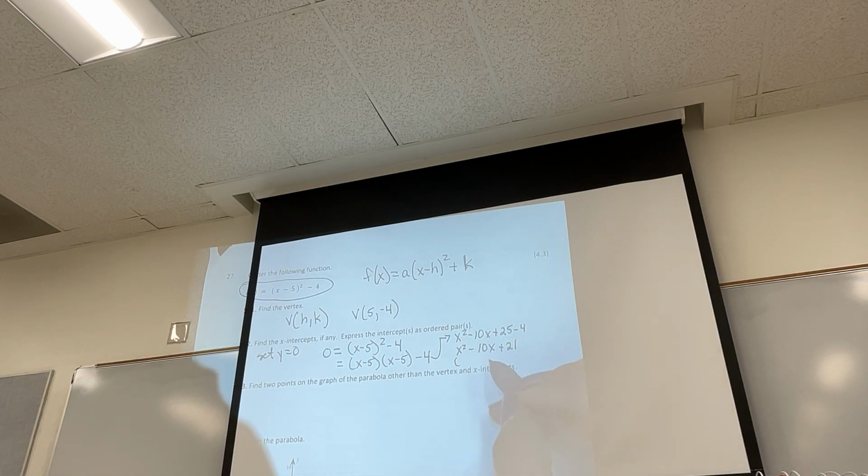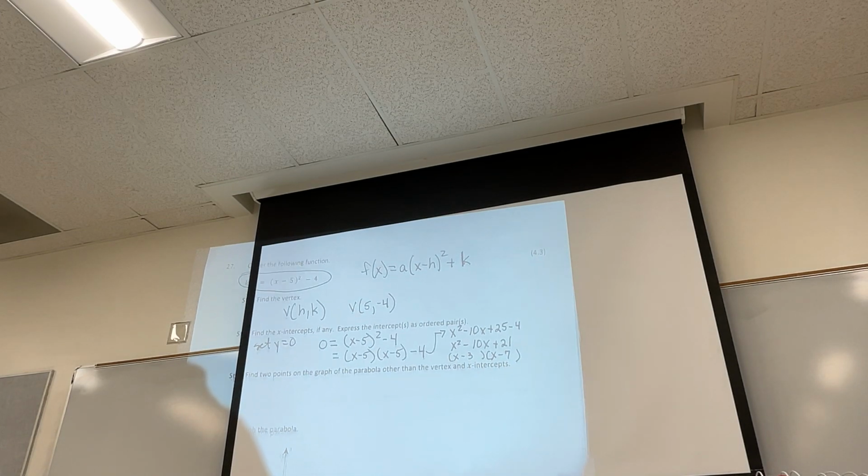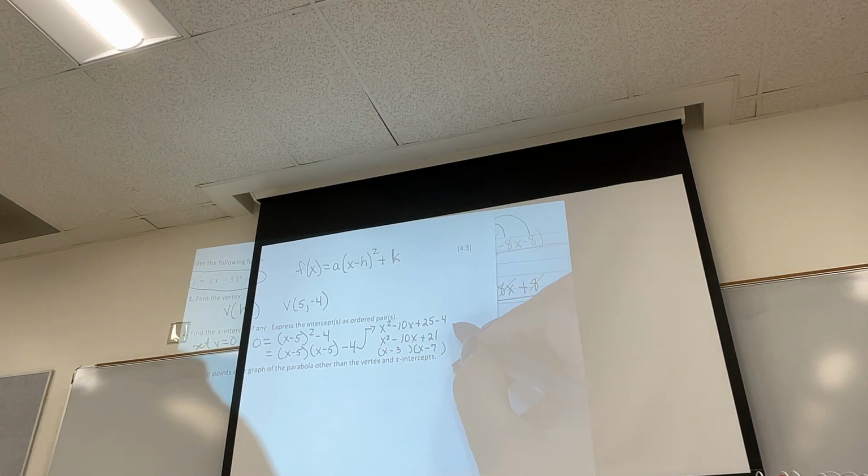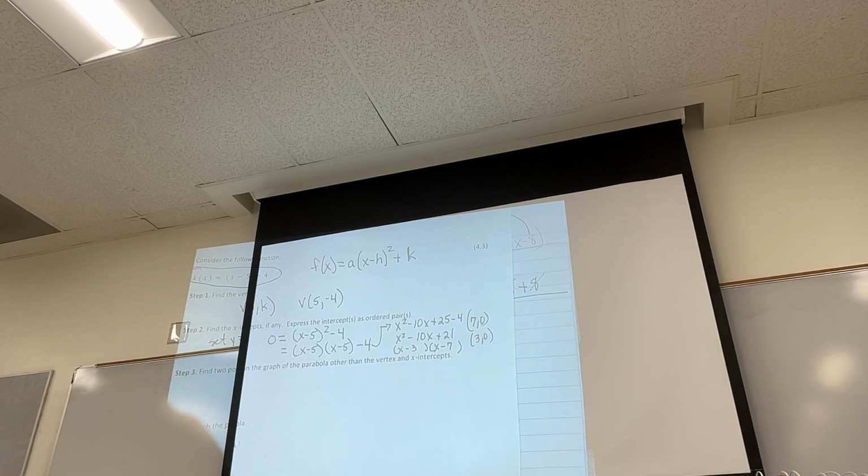And this is factorable. (x minus 3)(x minus 7), set them equal to 0, and I'm going to have two intercepts. (7, 0) and (3, 0). Now you don't have to use factoring. You could have moved the 4 over and used the square root property, and that's okay too. It's just a choice.